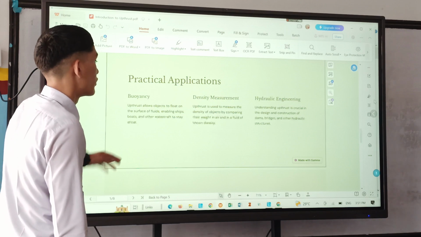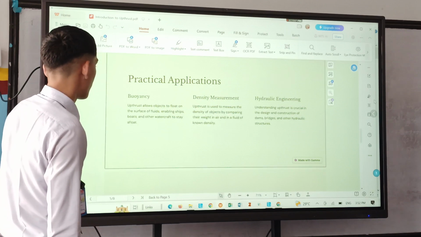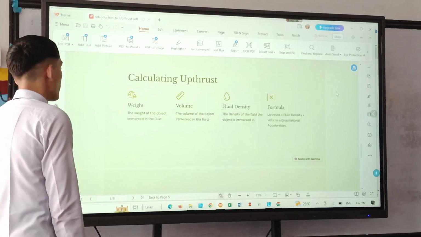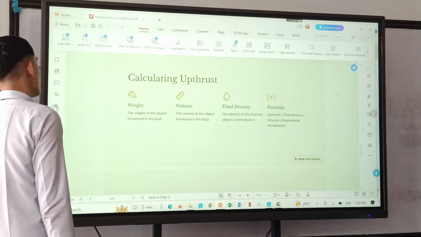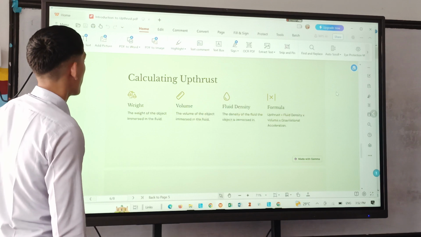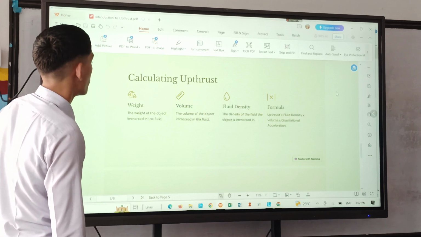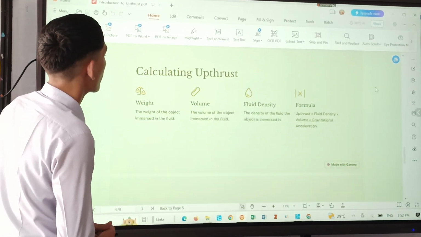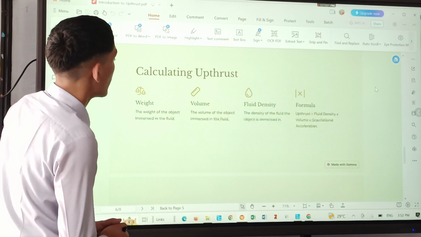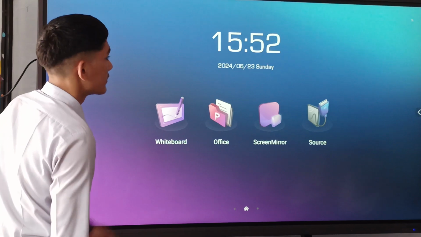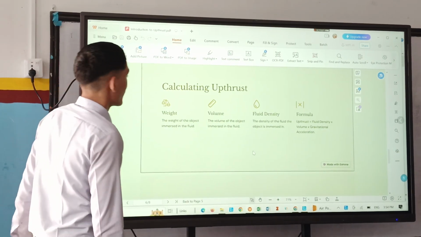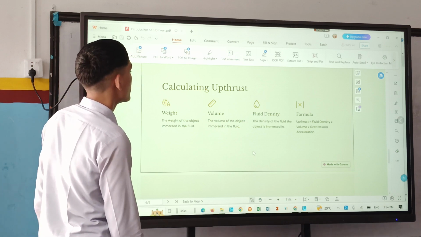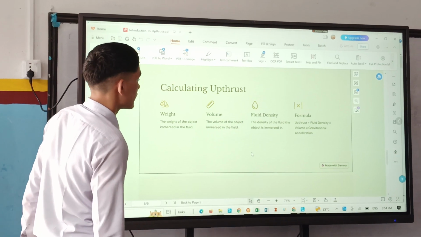Done? Finished? Another. Listen. We can calculate upthrust using the weight of the object immersed in the fluid. We can also measure upthrust using the volume of the object immersed in the fluid. We can also measure upthrust using fluid density, from the formula upthrust equals fluid density times volume times gravitational acceleration.